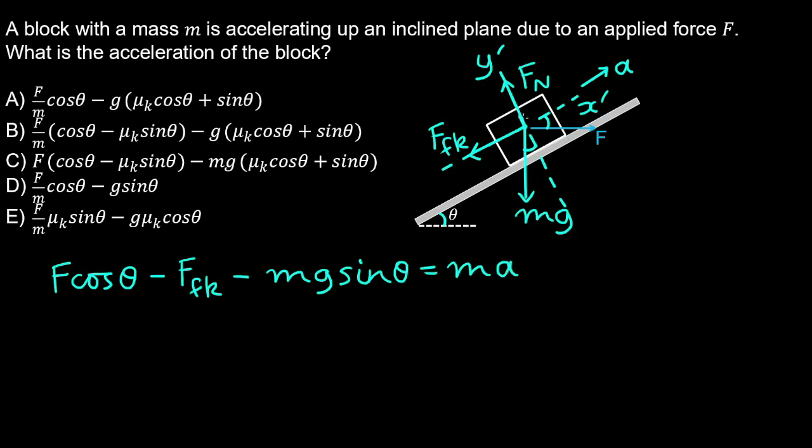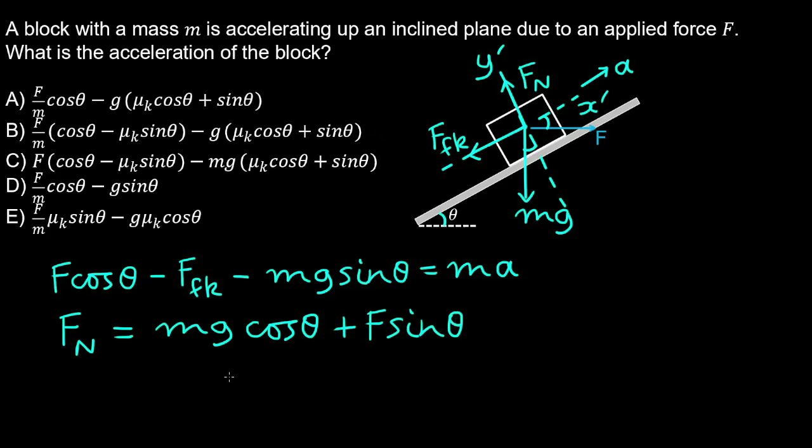And applying Newton's first law in the y dash direction, we have the normal force minus mg cosine theta, so that will be equal to mg cosine theta, and minus F sine theta gives the vertical component acting downwards, so that will be plus F sine theta on the other side of the equation. So the kinetic friction force is the coefficient of kinetic friction by the normal force.